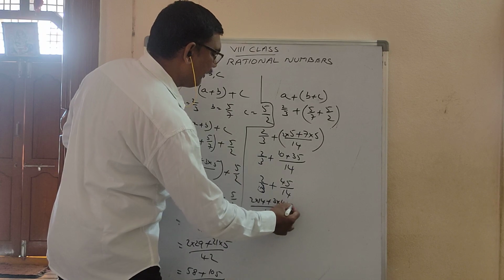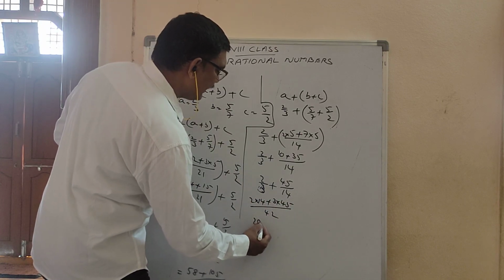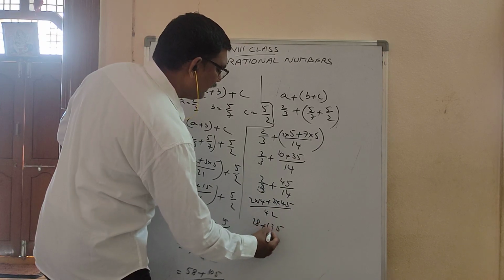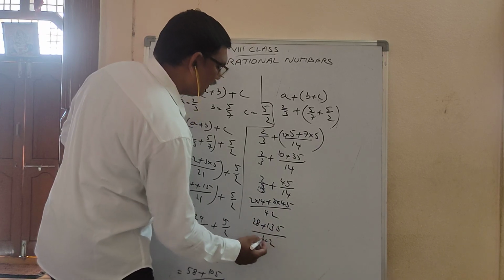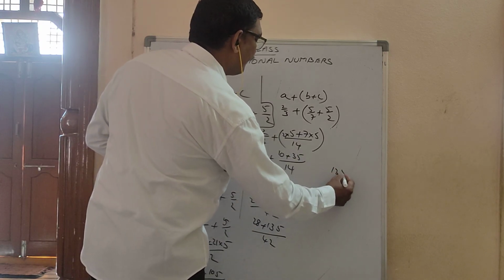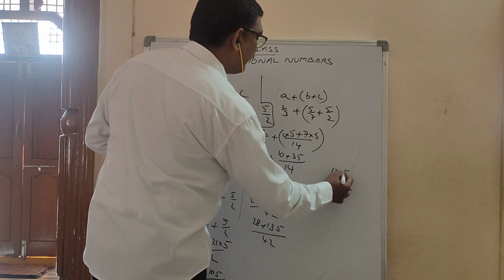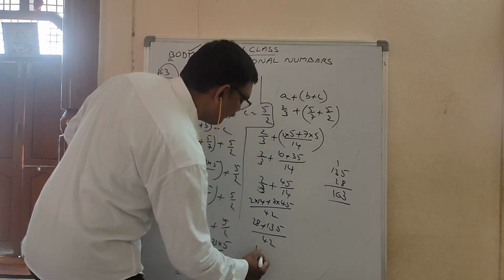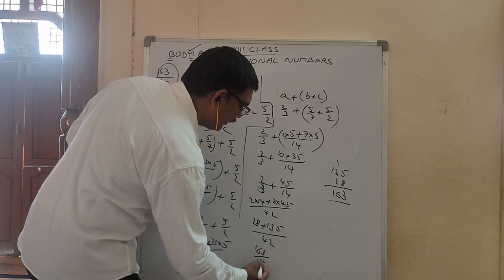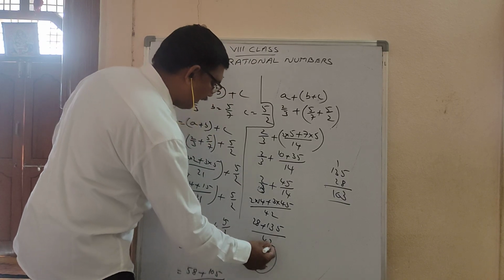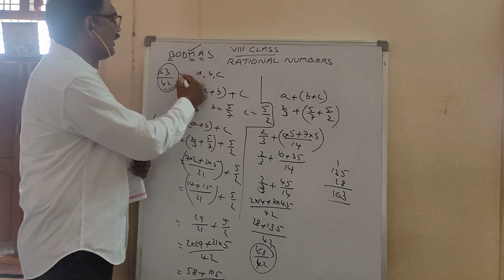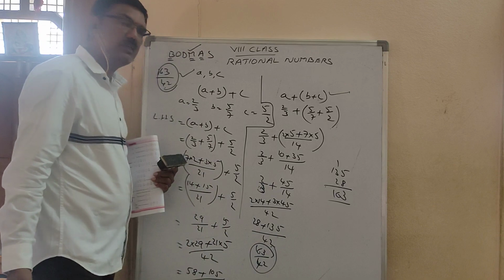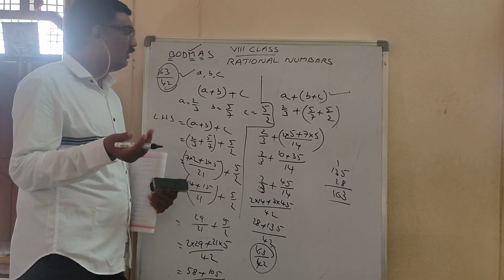3 into 45. 2 14s are how much? 28. 3 45s are, 3 5s are 15, plus 1, 135 by 42. For 135, if you add 28, 8 plus 5 is 13, 3, 1, 6, so 163 by 40. So here, what you are observing is, in LHS what answer you got, in RHS also you got the same answer. So LHS is equal to RHS.